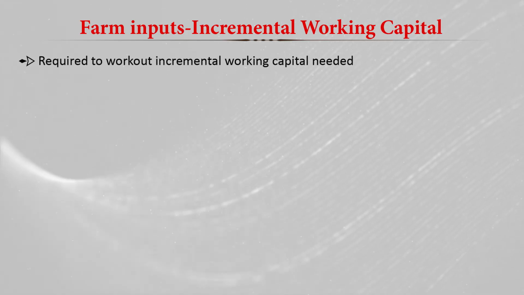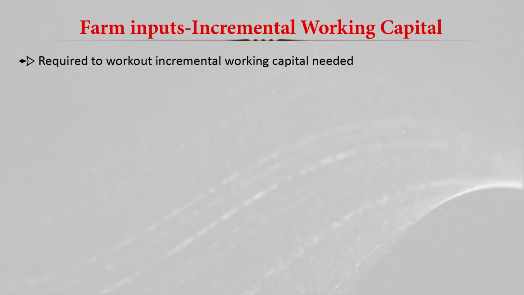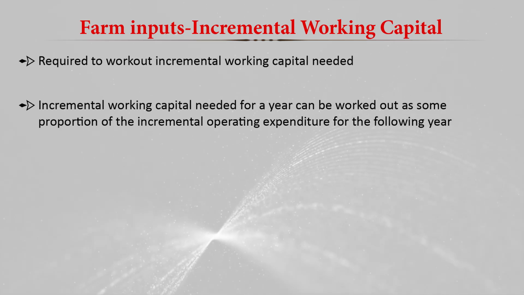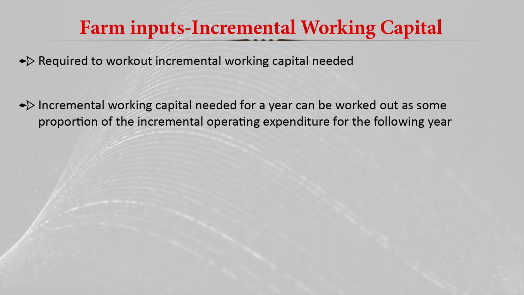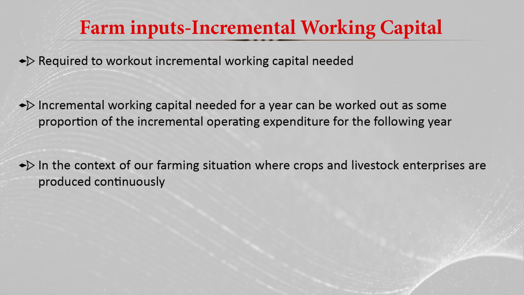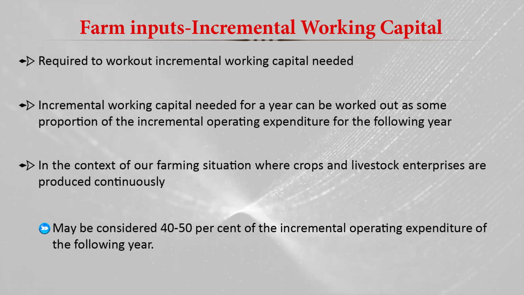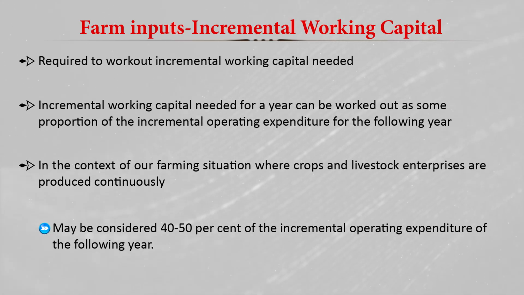And then the third part of the farm input is the incremental working capital. It is required to work out the incremental working capital needed in the model farm. The incremental working capital needed for a year can be worked out as some proportion of the incremental operating expenditure for the following year. In the context of our farming situation where crop and livestock enterprises are produced continuously, we may consider 40% or 50% of incremental operating expenditure of the following year as the incremental working capital.